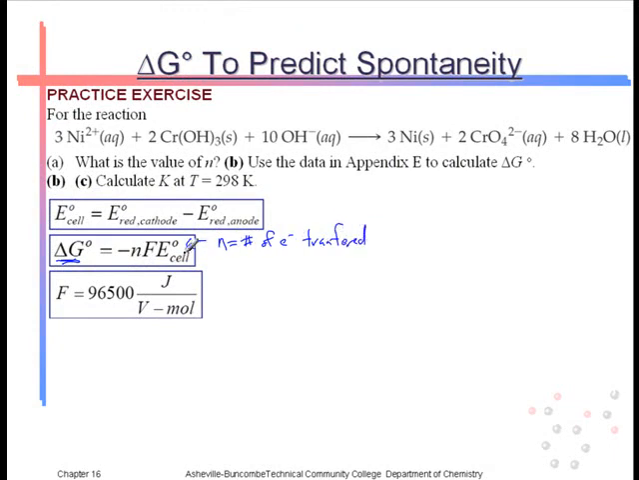And then the F is Faraday's constant. And all it's doing here is relating the unit of energy with respect to the voltage that you're going to see, or that's being produced, per mole of the electrons that you're transferring back and forth.